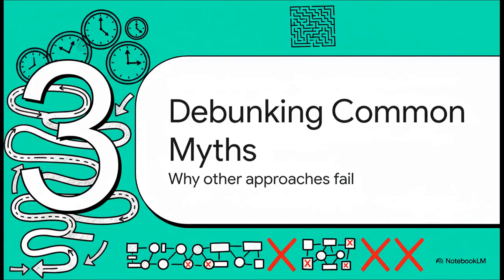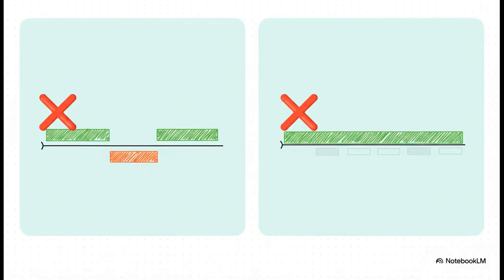Now, before we prove why our finish early rule is the right one, it's just as important to understand why those other intuitive ideas fall apart. This is a super common trip-up in interviews. Let's look at the two big myths. First, picking the shortest activity. Sounds logical, right? But imagine a tiny 1-hour task right in the middle of the day. If you pick it, you might block yourself from scheduling a 4-hour task in the morning and another 4-hour task in the afternoon. Bad move.